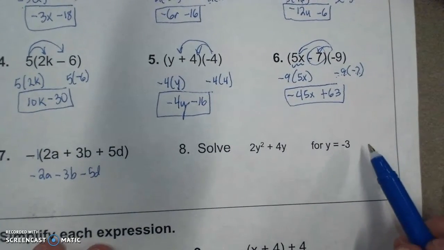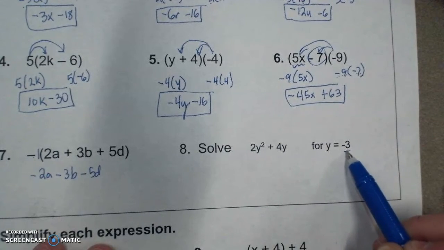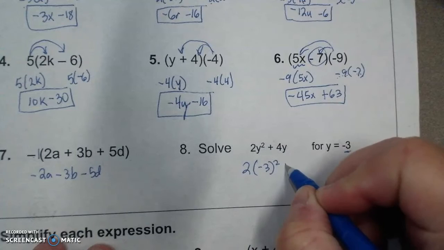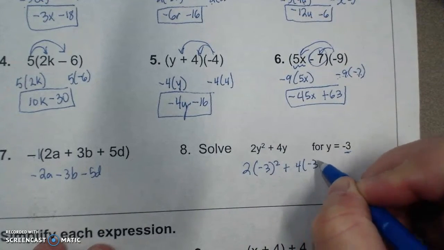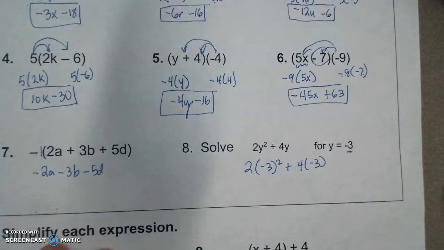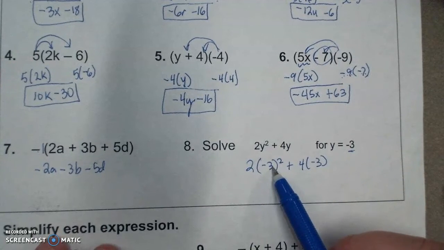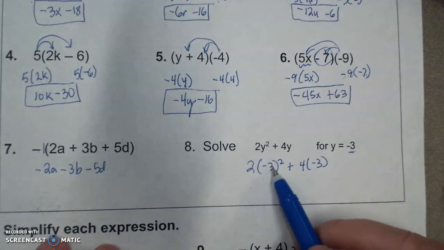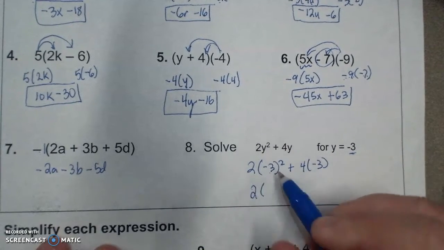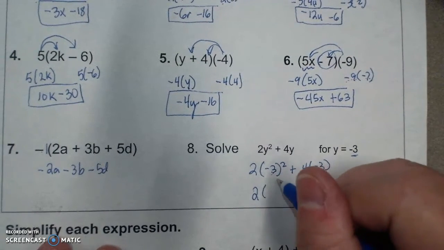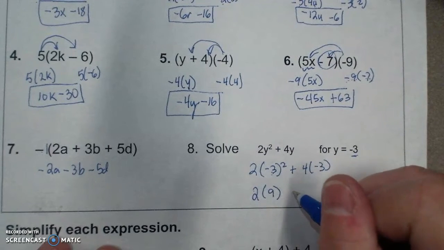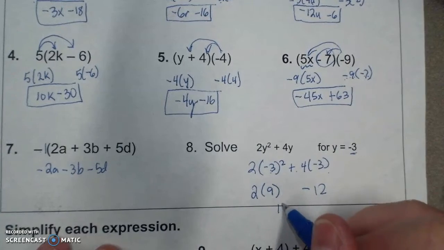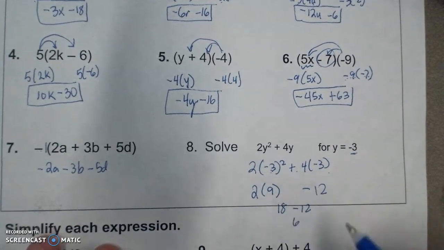Solve. Notice this is a negative. Be very careful. You're going to do -3 squared plus 4 times -3. Order of operations said take care of the parentheses or the exponent first. Parentheses with exponent. So -3 times -3 is 9. And this is -12. This is 18 minus 12, which is 6.